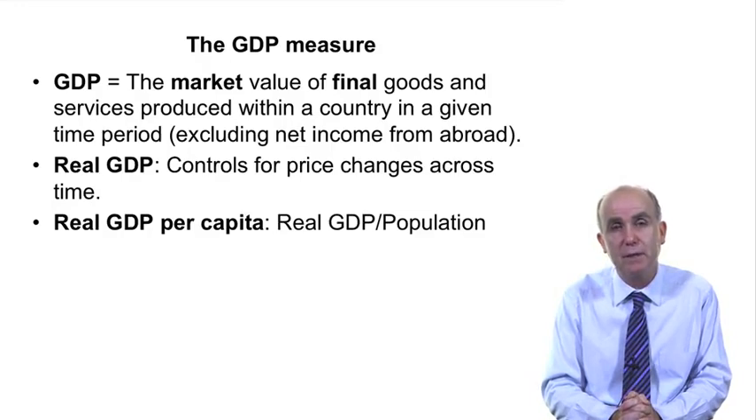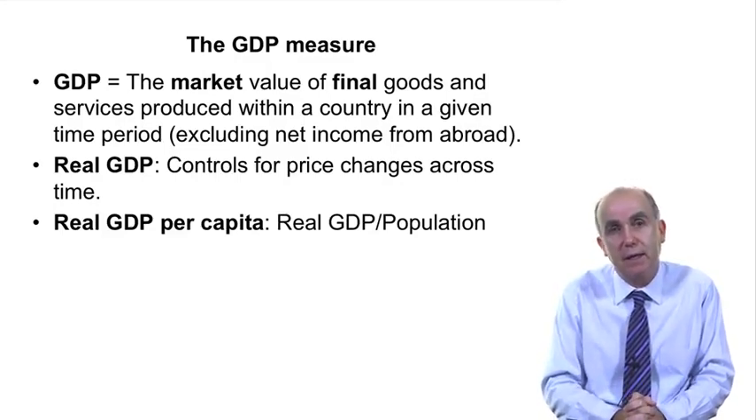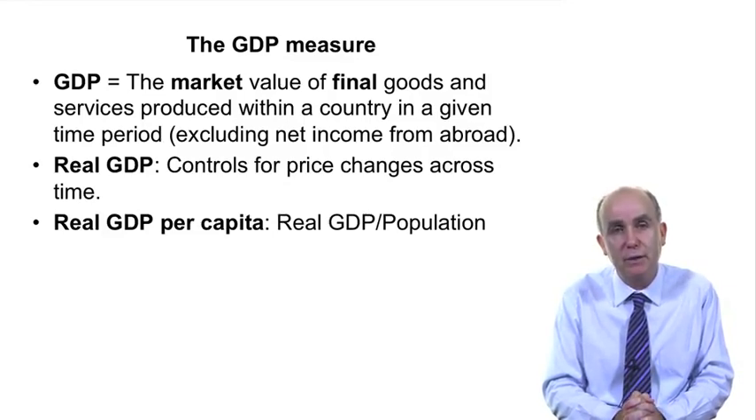So real GDP divided by population, we can think of that as a measure of the resources available to each member of society if resources were distributed equally across the society. GDP, and in particular real GDP per capita, is the measure that we'll usually be dealing with to describe economic development in this course.